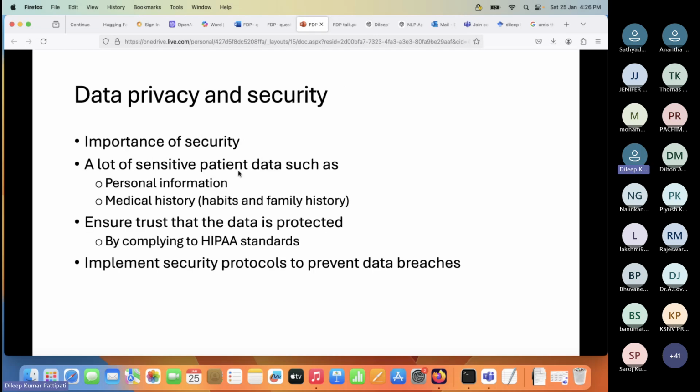So, data privacy and security. Why is security important? There is a lot of sensitive patient data, such as personal information and medical history.